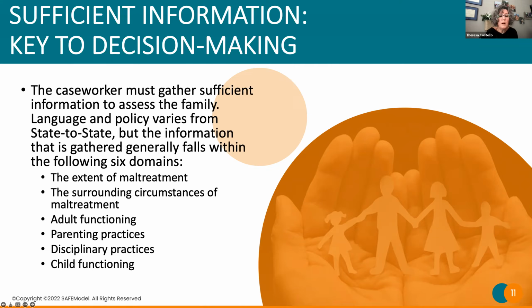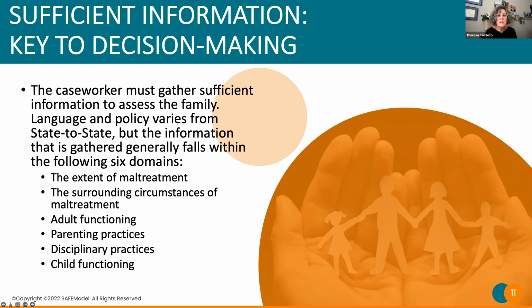And the last category we talk about is child functioning. And this is very important, again, for every child that lives in the home. We want to gather sufficient information to understand that child on a daily basis, not just what that child was like on the day that the allegation of maltreatment occurred, but what are they like on a regular basis? What are their peer relationships? How do they get along with their siblings or other children, those kinds of things.